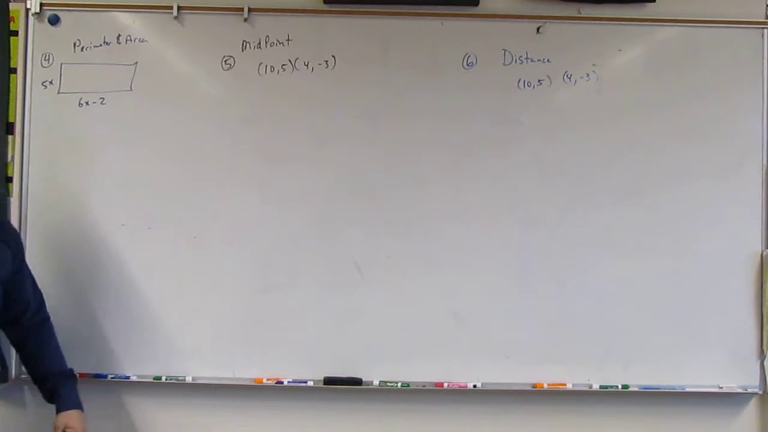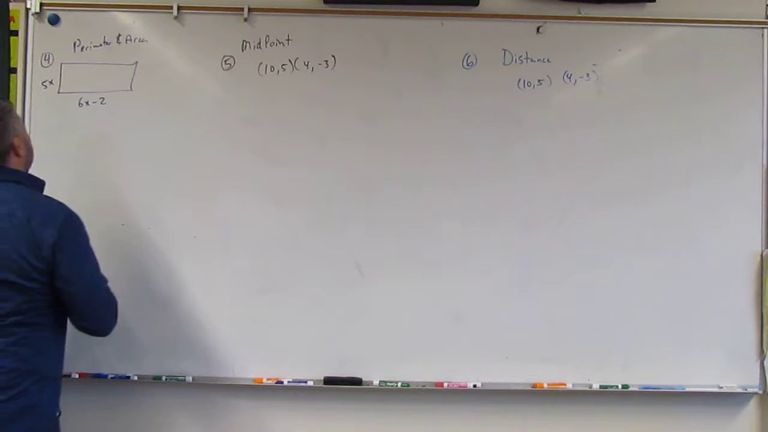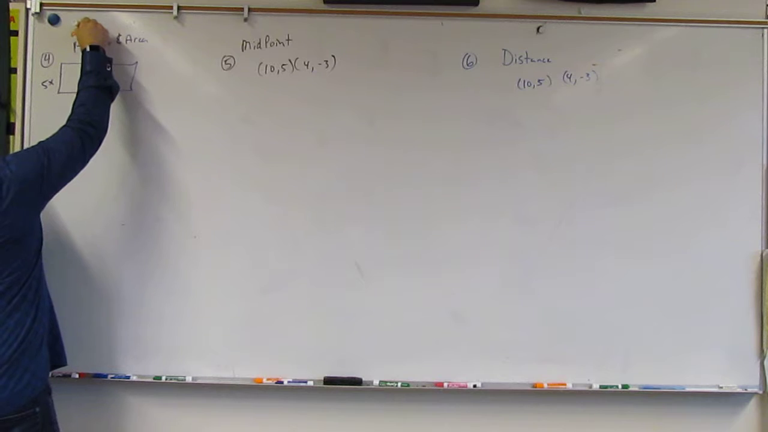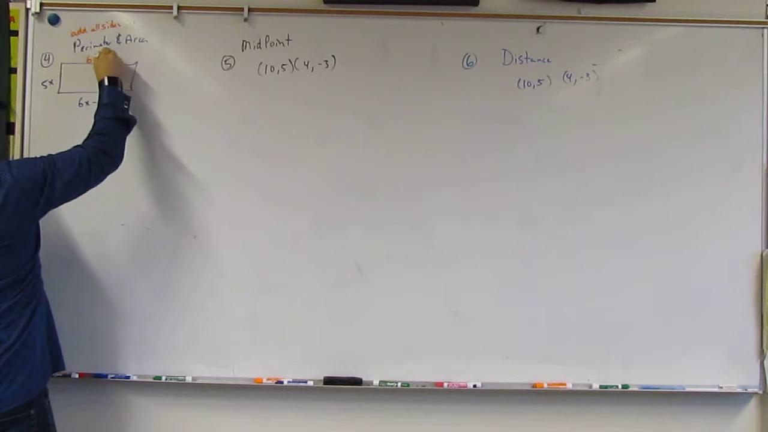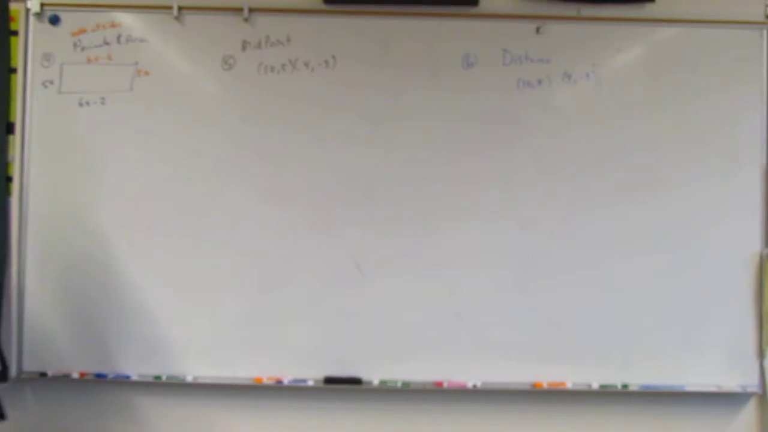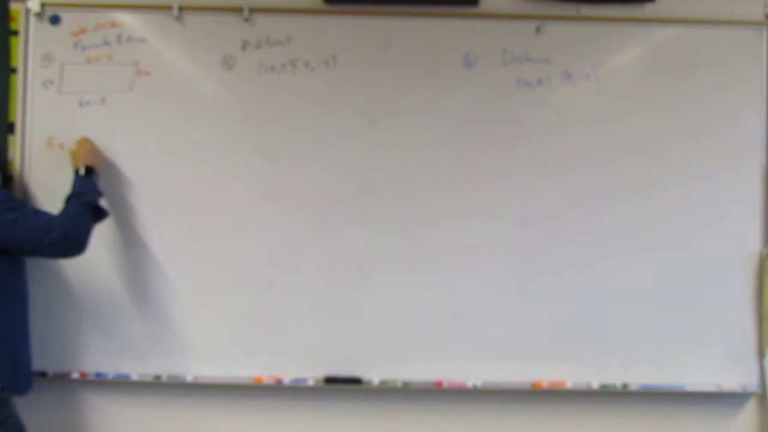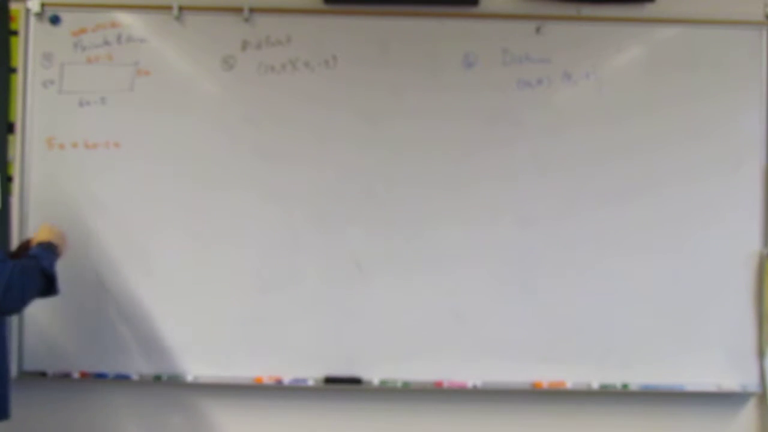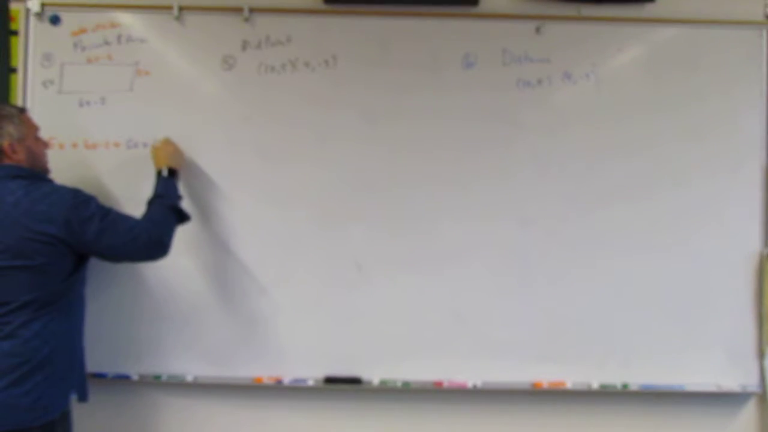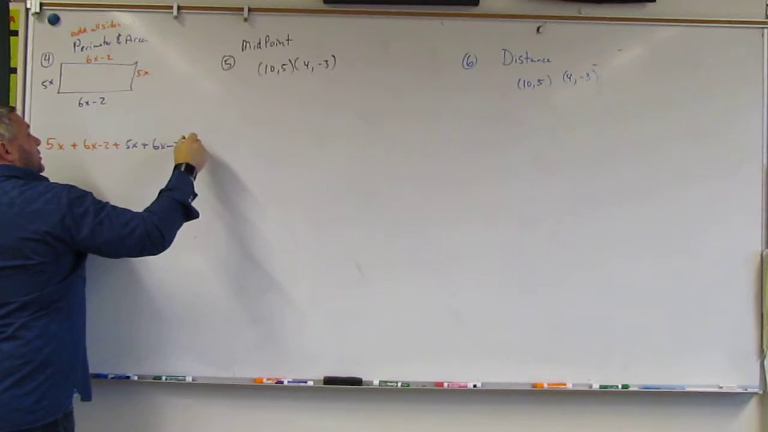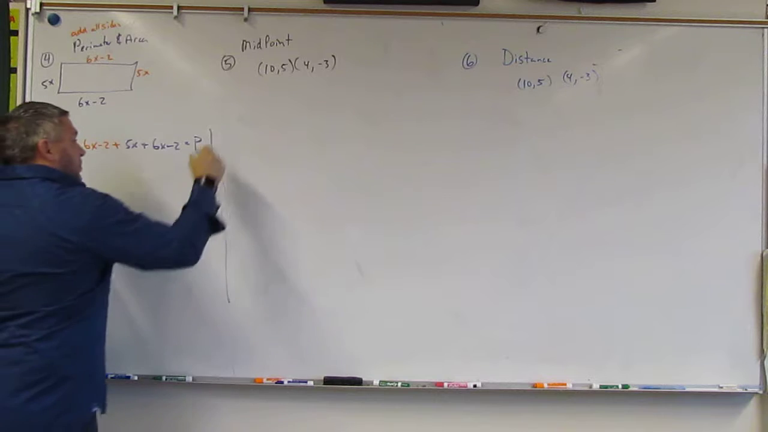Okay. Perimeter. What does perimeter mean? Add up the sides, right? So we're going to add all sides. That means this side has 6x minus 2, and this side has 5x, right? So that means 5x plus 6x minus 2 plus 5x plus 6x minus 2. And that equals the perimeter. Why? Definition of perimeter, right?